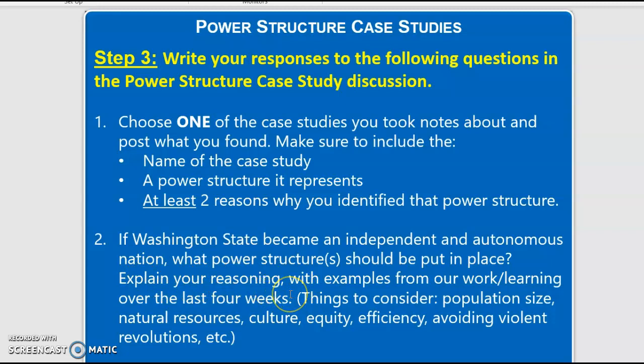So things you want to consider are population, size, natural resources, culture, right? Certain cultures lend themselves better to certain power structures. Equity, efficiency, avoiding violent revolutions, right? So that's pretty important. Like you could say, yes, we're going to be a totalitarian monarchy. But the culture of the people is that they're going to rise up and cause violence. So maybe that's not so smart. Any power structure, you have to think about how people are going to respond to it.